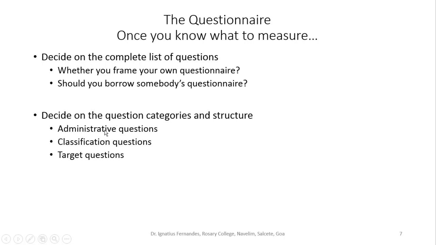Usually a questionnaire has 3 sections. The first is administrative questions, which is the general information where you'll ask the name of the person, the email ID, the phone number, that sort of thing. Then there are classification questions, where you will try to classify your respondents based on some categories. Let's say males, females, income group, where they live, geographical location.